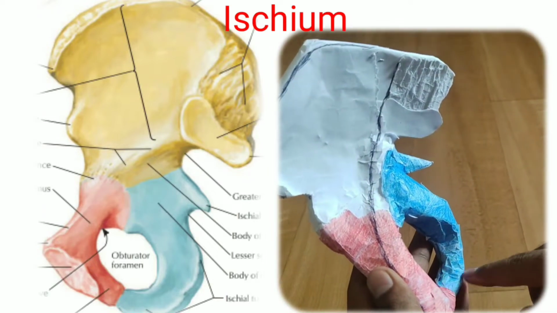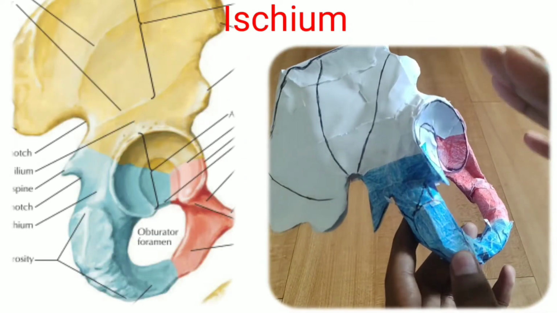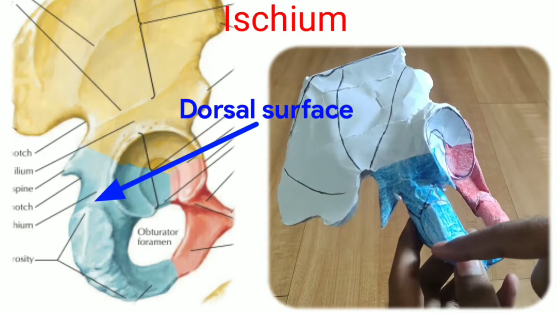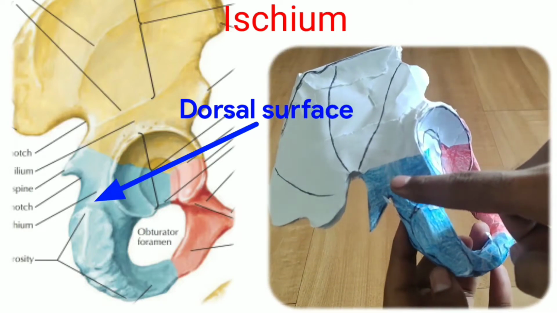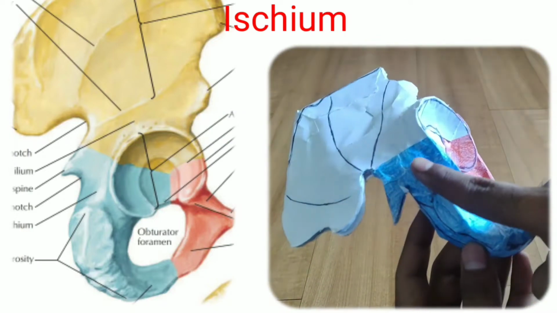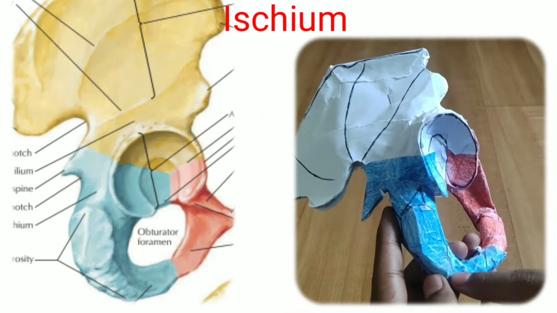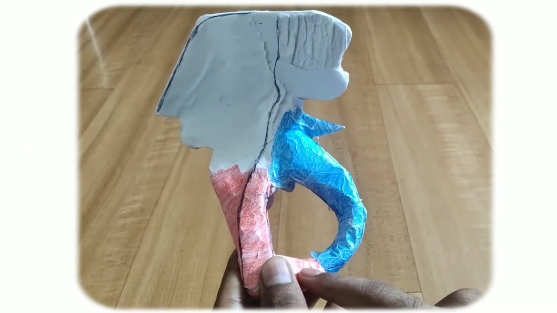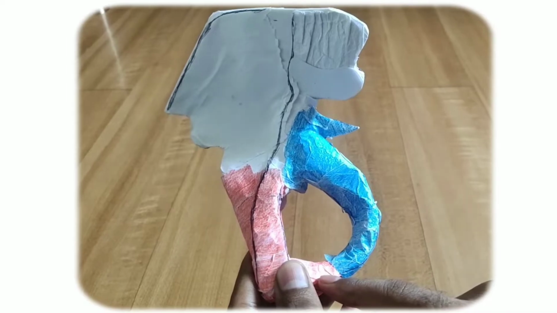The pelvic surface is a smooth surface and forms the lateral wall of the pelvis, and the surface separated by the lateral border and the posterior border is called the dorsal surface. This one starts from here, and goes down up till the end of the ramus. This one is the dorsal surface of the ischium. The dorsal surface is a convex surface. The junction of the inferior ramus of the pubis and the ramus of the ischium is called the ischiopubic ramus.